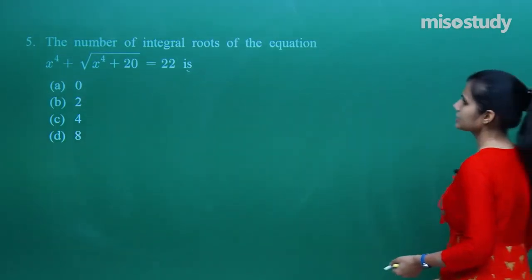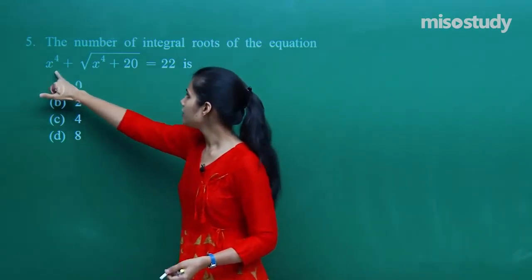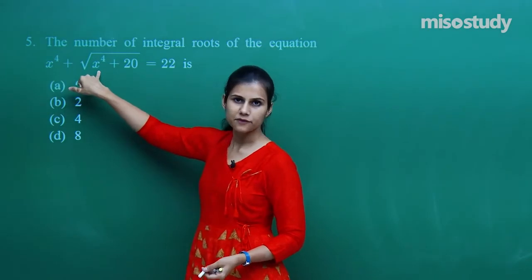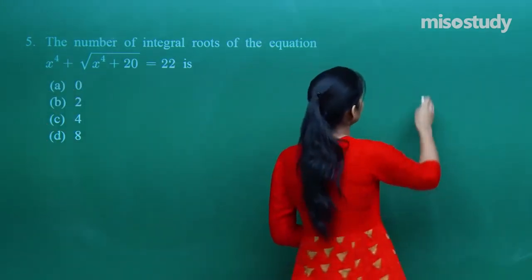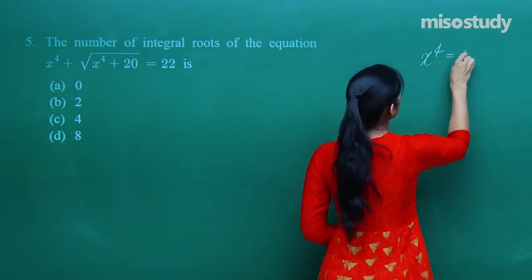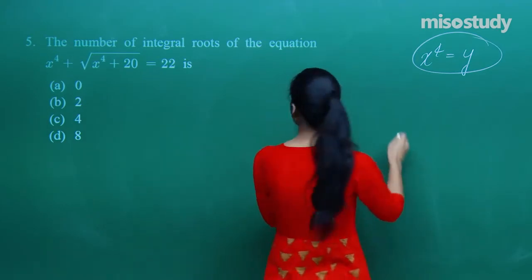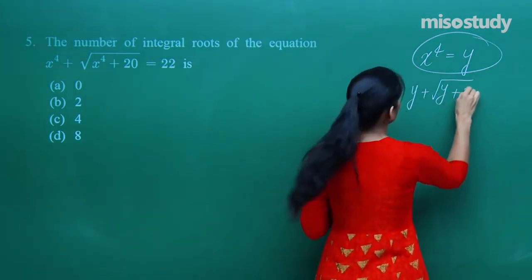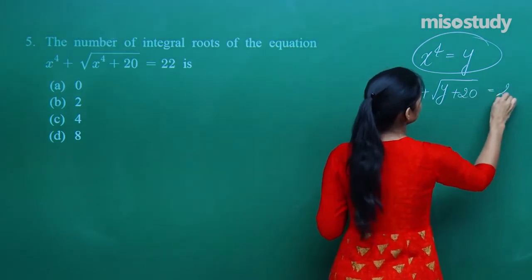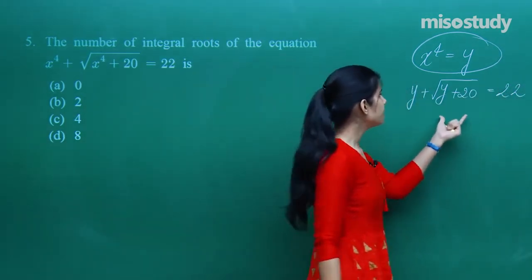Let's see. Working out with x to the power 4 is a tedious task. So we basically focus on one thing, that whenever there are variables, they are actually coming in the exact same fashion. Here also x to the power 4, here also x to the power 4. So what I do is I just take x to the power 4 to be equal to y for simplification. And then I'm left with y plus root over y plus 20 is 22.